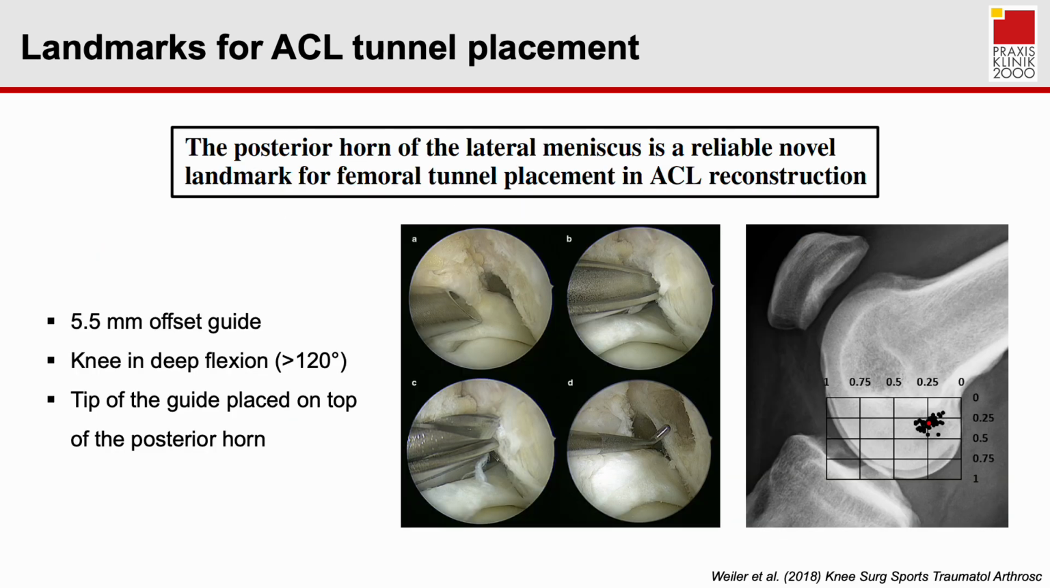An interesting landmark was reported by Weiler from Berlin. They observed that when the knee was brought to deep flexion, the posterior horn of the lateral meniscus was always located directly deep to the desired femoral insertion site. Accordingly, their recommendation is to use a 5.5 mm offset guide to bring the knee in deep flexion and place the tip of the offset guide on top of the posterior horn. In their study, this technique showed reproducible results.